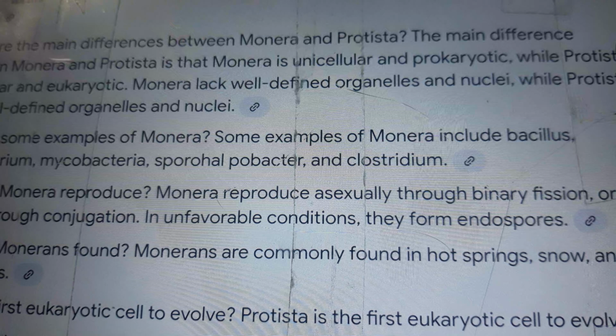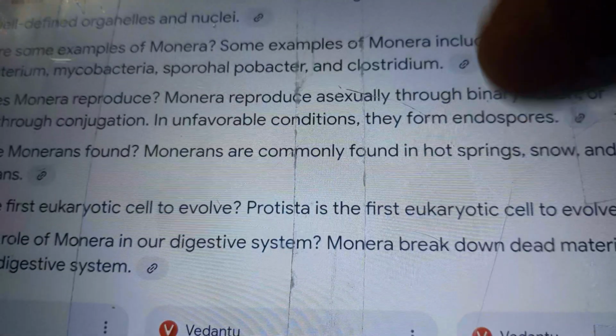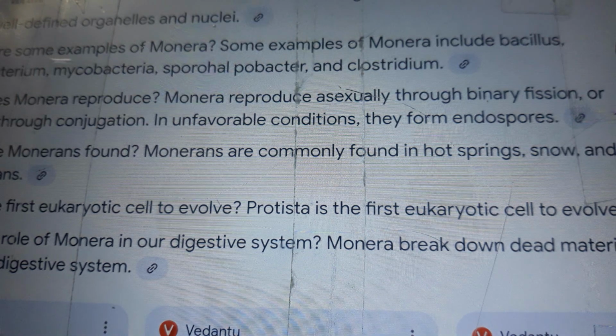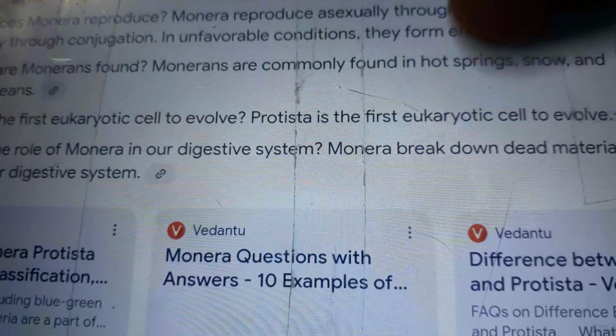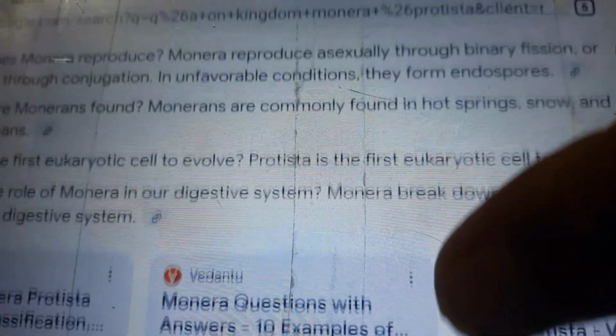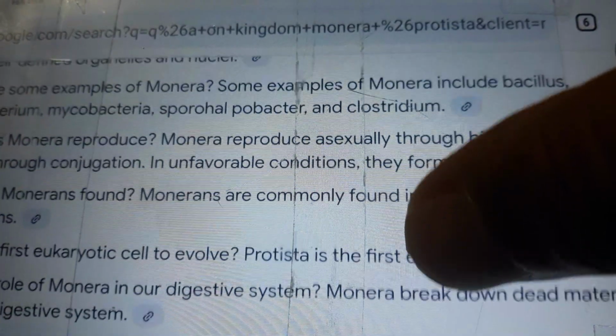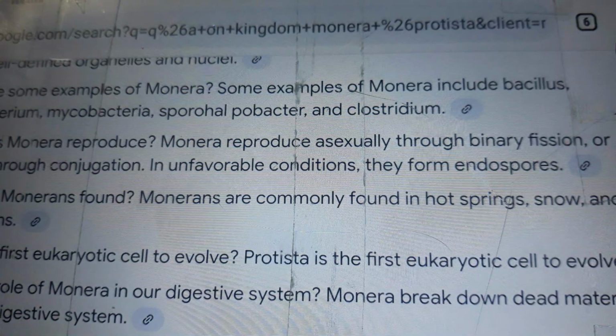What are some examples of Monera? Some examples of Monera include Bacillus, Halobacterium, Mycobacterium, Spirochaeta, and Clostridium. How does Monera reproduce? They reproduce asexually through binary fission or sexually through conjugation. In unfavorable conditions, they form endospores. Where are Monerans found? They are commonly found in hot springs, snow, and deep oceans.